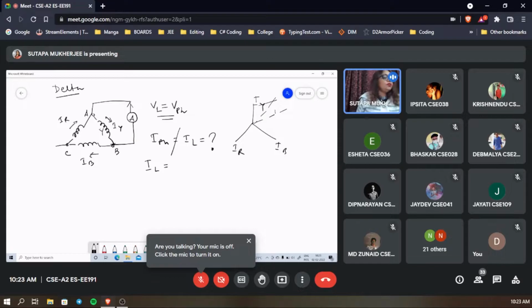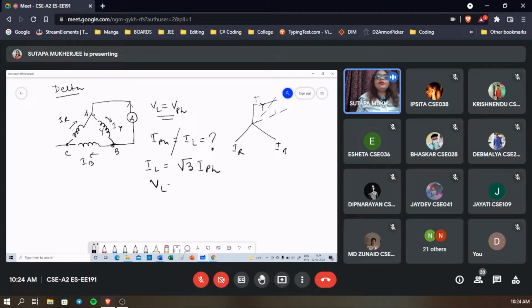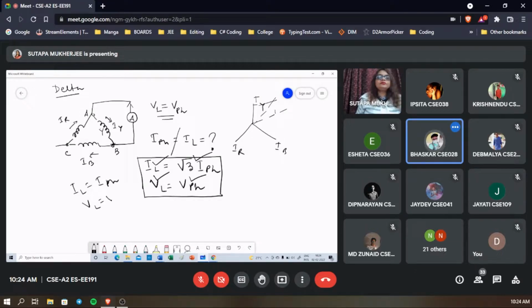So what will happen? IL will be equal to what? Root 3 I phase in case of delta connection. And VL will be equal to V phase. So in case of delta connection, IL equals root 3 I phase, and VL equals V phase. But in case of star connection, what have we got? IL equals I phase, and VL equals root 3 V phase. So up to this, clear.